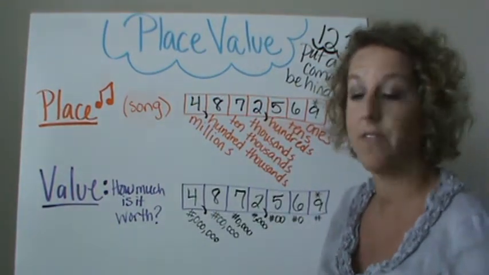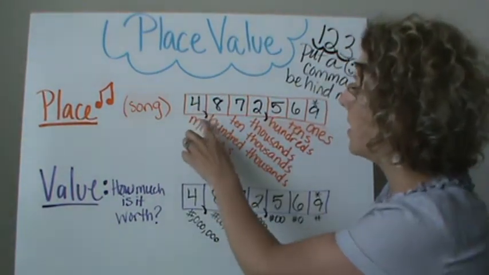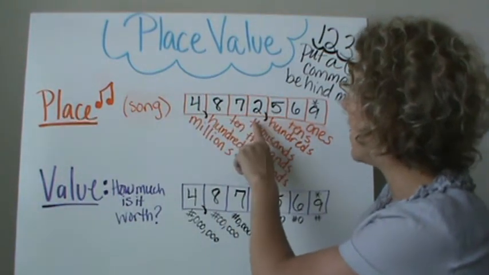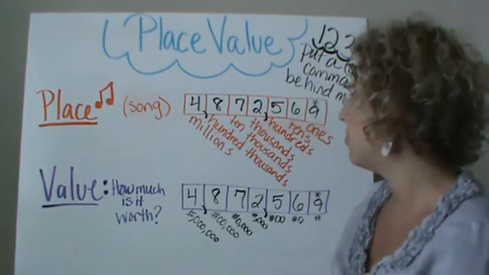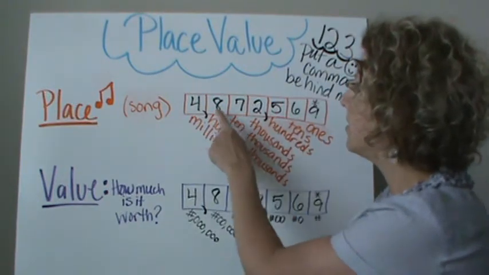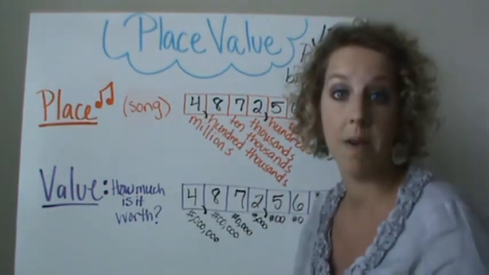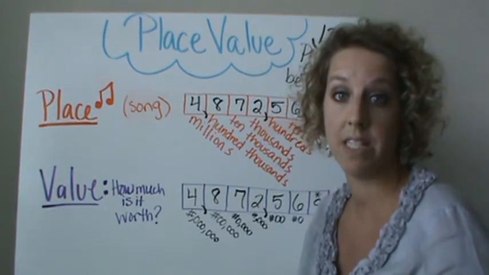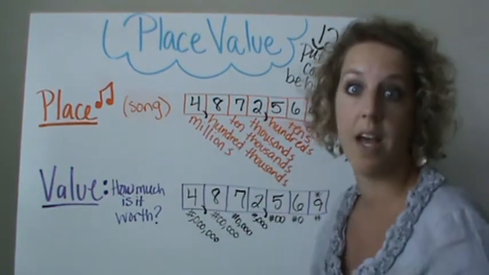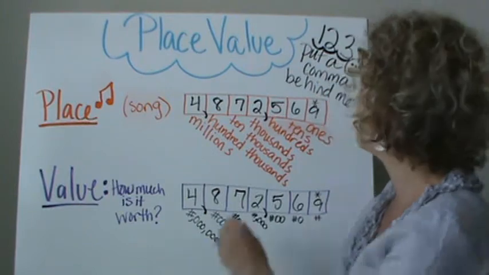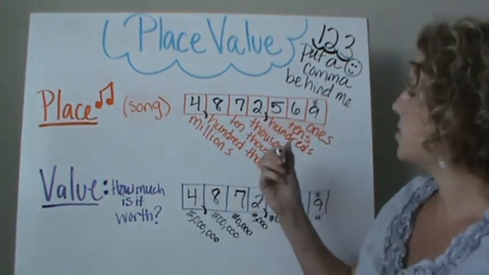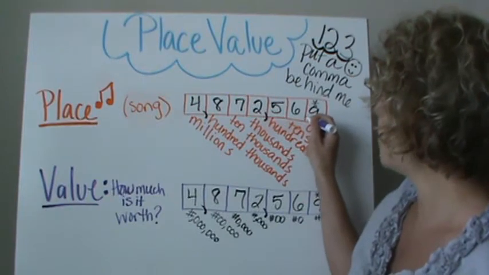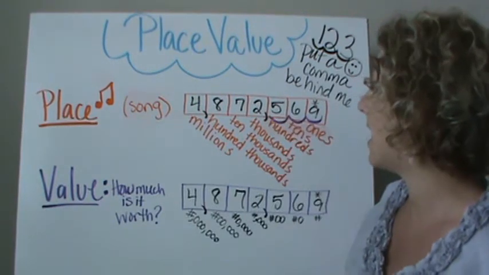So let's take a look at the first number. 4,872,569. Now notice there are two commas in this number. So a really important thing to remember to help with the place value is where to put the commas. I like to remember it by 1, 2, 3, put a comma behind me. So you can scoop it, 1, 2, 3, put a comma behind me.